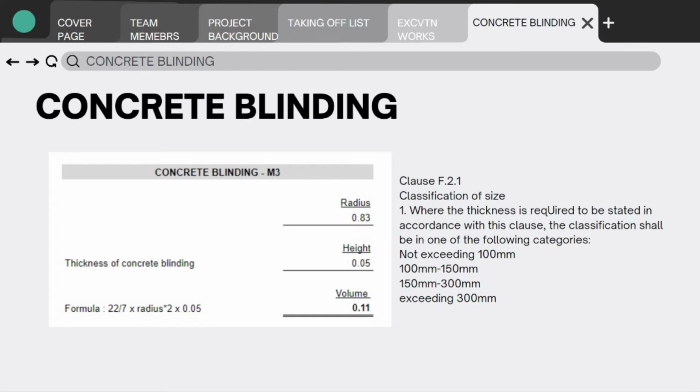Concrete blinding shall be given in accordance with clause F.2.1. Classification of size: where the thickness is required to be stated in accordance with this clause, the classification shall be in one of the following categories: not exceeding 100 mm, 100 mm but not exceeding 150 mm, 150 mm but not exceeding 300 mm, and exceeding 300 mm.